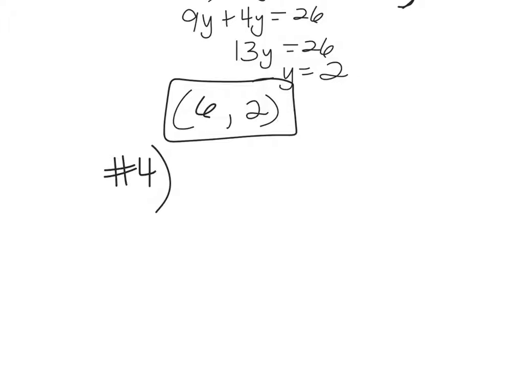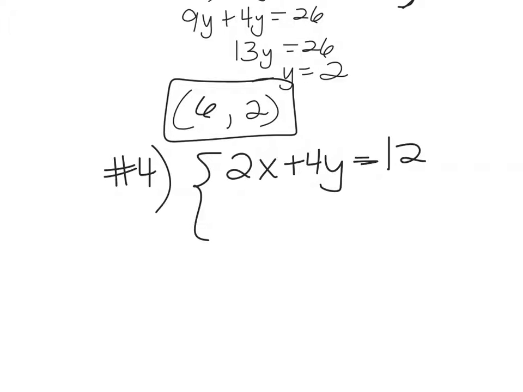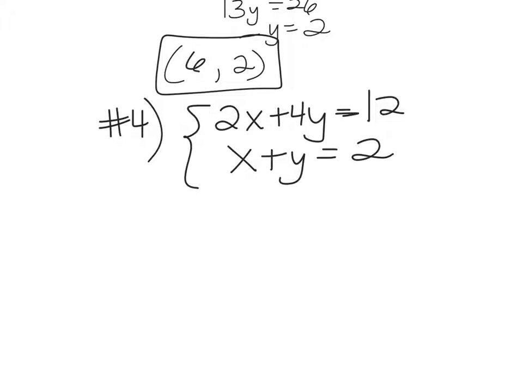Here we go. Try this one. 2x plus 4y equals 12, and x plus y equals 2. Okay, you actually did this one last night in your homework. It was number 9, but we solved it by graphing, and we got the answer. And right now we are going to solve by substitution. So I want you to try it all by yourself. I want to see if you can get it.